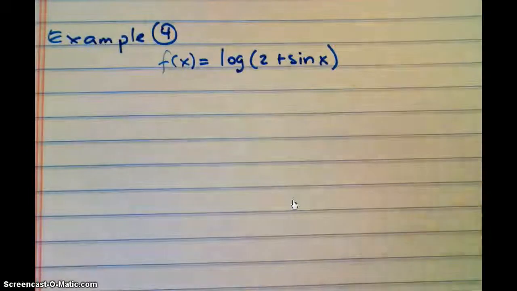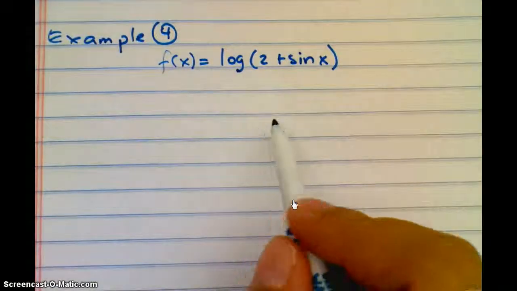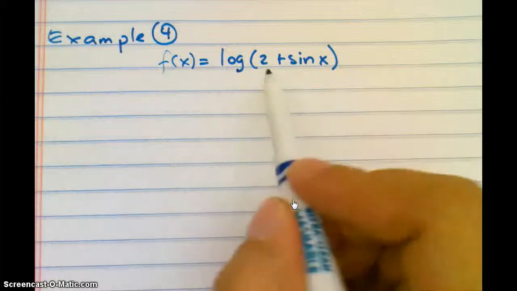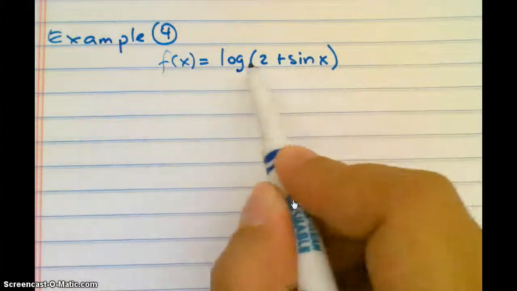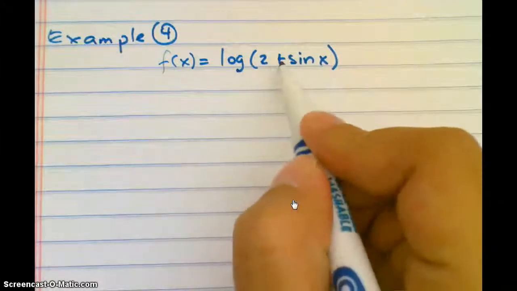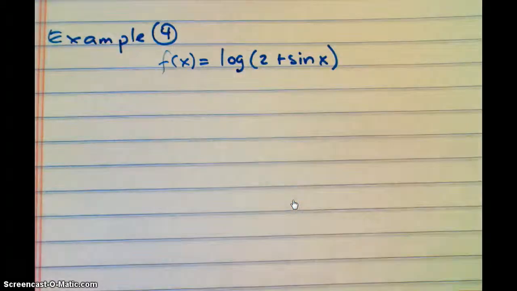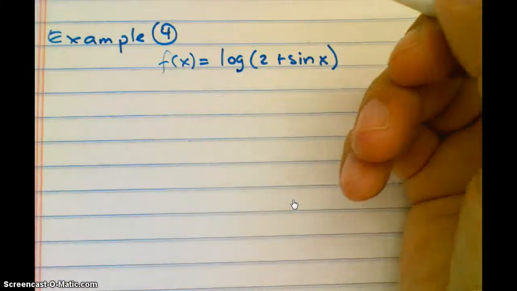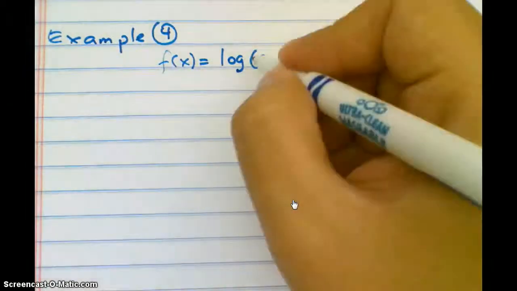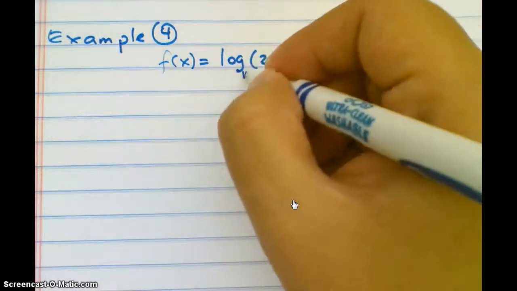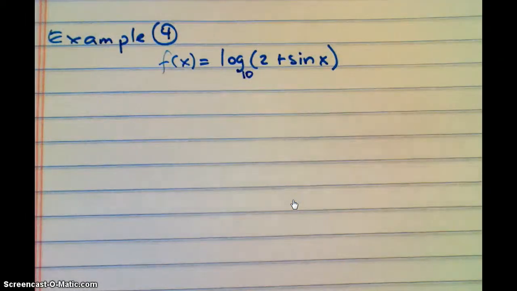In example 4, you can see that we have actually three functions: the sine of x, then we have a linear function when we add 2, and then the last one is a logarithm. Remember that when the base is not shown, it's base 10, and I want you to show it if you are doing this kind of exercise, because when you take the derivative, I assure you that you will forget that that's a base 10, and you will forget about adding a natural log of 10.